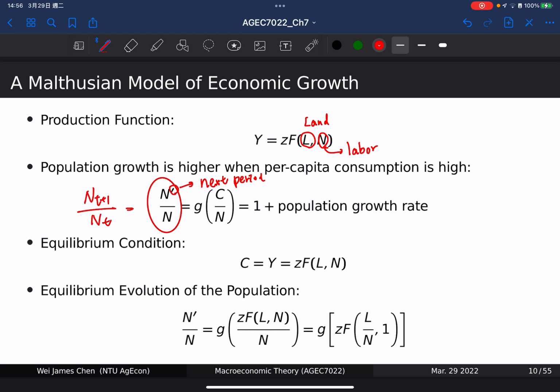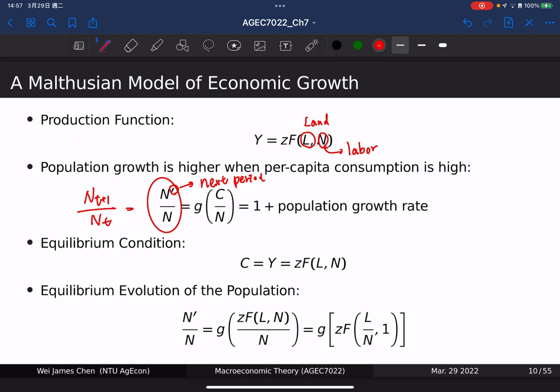By the way, we're basically assuming that everybody is a laborer. There's no unemployment here. Okay, if you're a little bit confused why I was talking about population and sometimes talk about labor, here labor equals population. That's the same thing. Okay, so how is the population growth rate determined? It's determined through this function g.